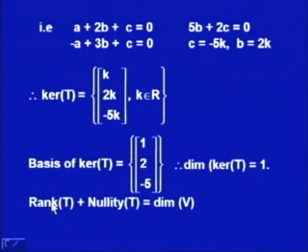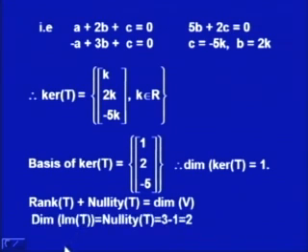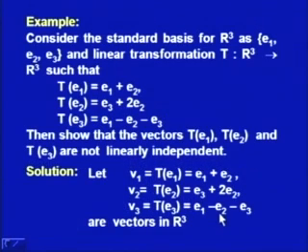Now, we will make use of the rank T and nullity theorem. It says that rank T plus nullity T is equal to dimension V. Dimension V is given to be 3. Nullity is given to be 1. So, rank T is equal to dimension of image T is equal to 3 minus 1 is equal to 2. So, the dimension of image T is 2.